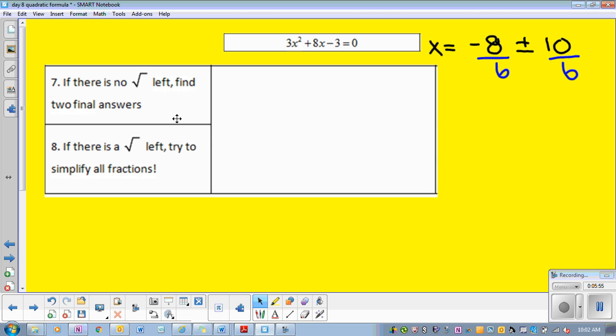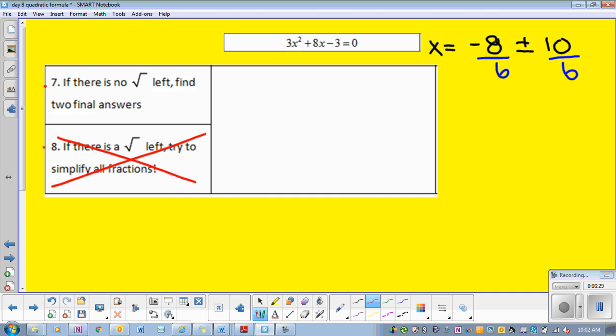Now, when you look at step 7 and 8, you have a choice. You're not going to do both. You're going to choose one. So step 7 says if there is no square root left, you need to find your two final answers. Step 8 says if there is a square root left, try to simplify all your fractions. Which one are we doing, 7 or 8? 7. We don't have a square root left. It turned into a 10, so we don't want 8. We're going to do step 7, right?